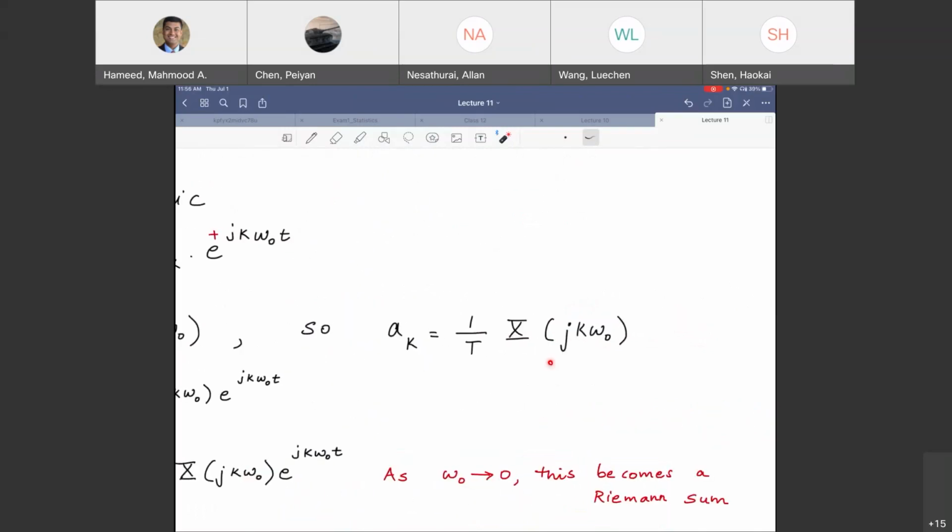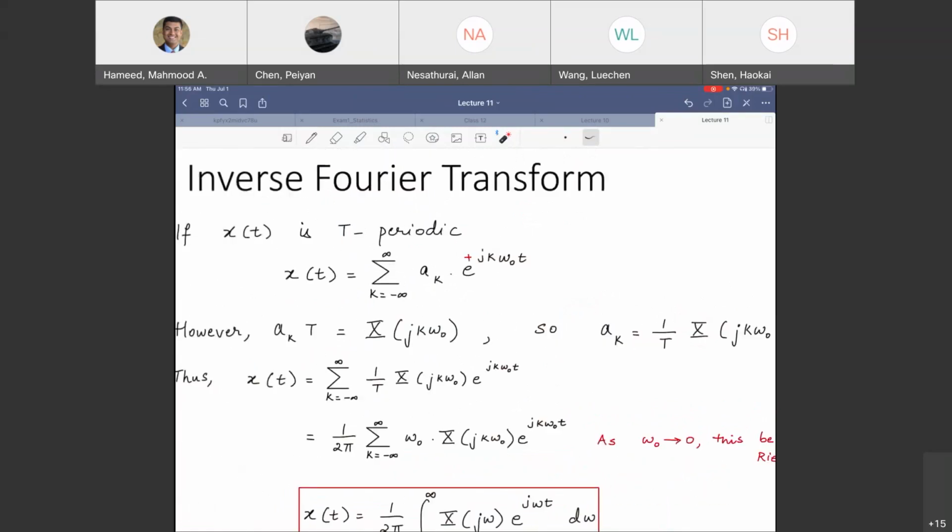I hope you see that the j should not be throwing you off, right? Sometimes you say X of omega, sometimes X of j omega, sometimes X of f. They are just different ways of expressing the same function.